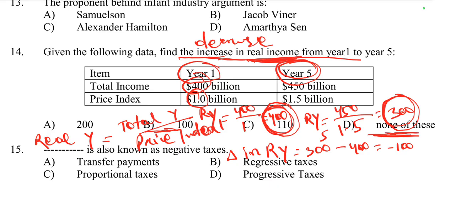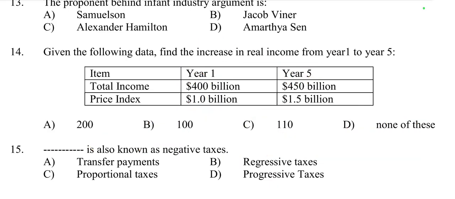So according to this question, none of the above is the right option. But if the question asks to find the change in real income from year 1 to year 5, we can say that it is 100. But here the question asks for an increase, and there is no increase but minus 100. So none of the above is the right option.